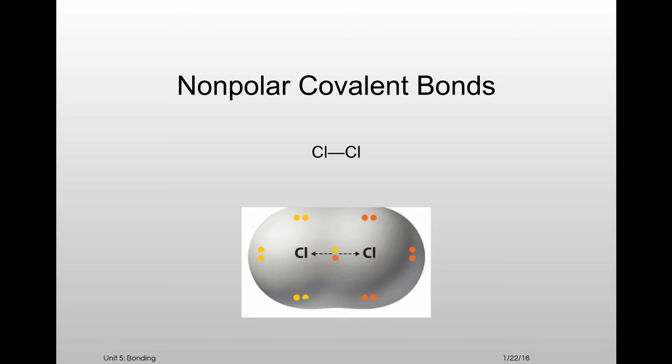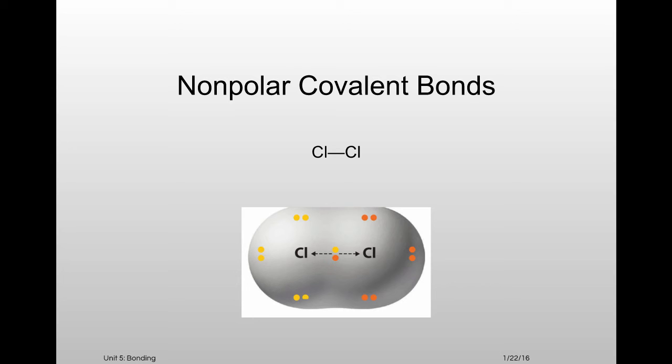Now, we know that there are polar covalent bonds, so there must be nonpolar covalent bonds. The most common nonpolar covalent bond is the one where two atoms of the same type bond. And of course, their electronegativities are exactly the same, so they will share the electrons equally.